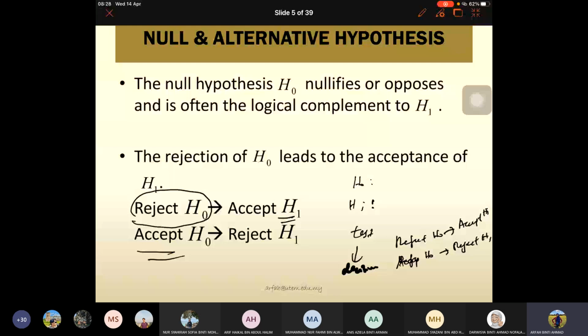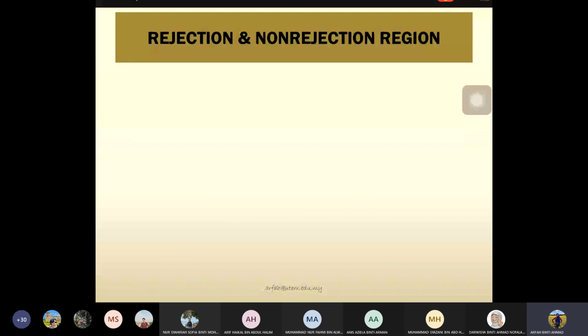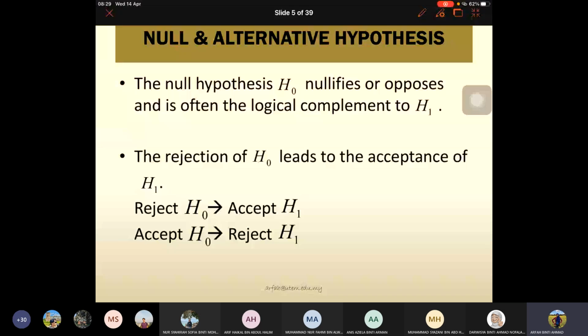So the sampling distribution of the test statistic is divided into 2 regions, which are the rejection and also non-rejection region. Okay. For example, if the value of the test statistic falls into the rejection region, it will lead to rejection of H null. And the critical value is the value that divides the non-rejection region from the rejection region.